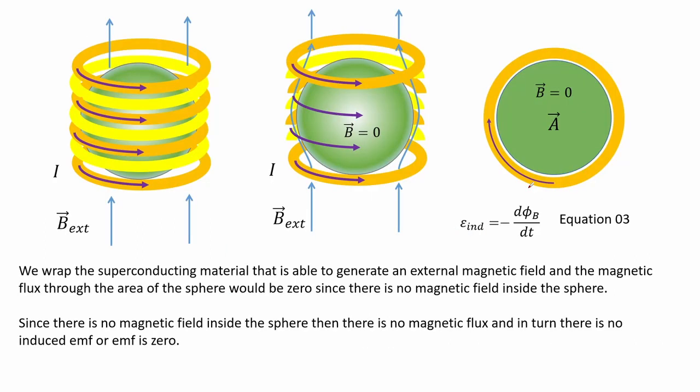We wrap the superconducting material around a sphere that is able to generate an external magnetic field, and the magnetic flux through the area of the sphere would be zero since there is no magnetic field inside the sphere. Since there is no magnetic field inside the sphere, then there is no magnetic flux, and in turn there is no induced EMF, or EMF is zero. This behavior is normally present for type 1 superconductors, while type 2 superconductors do not exclude all external magnetic fields.